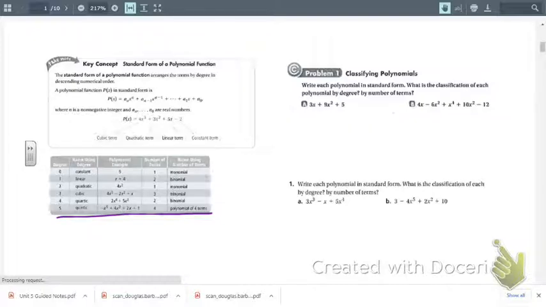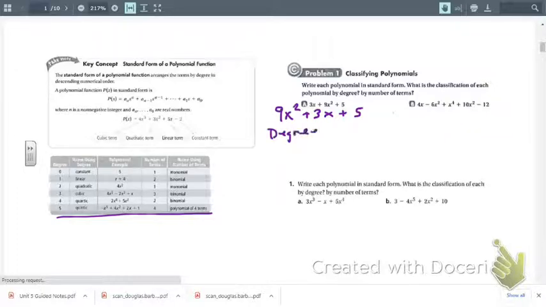If we look at A here, it's not in standard form. The exponents are not written in decreasing order, so we're going to have to change that. We're going to change it to 9x squared plus 3x plus 5. Now it's in standard form. Now it says, what is the classification of this polynomial by degree?